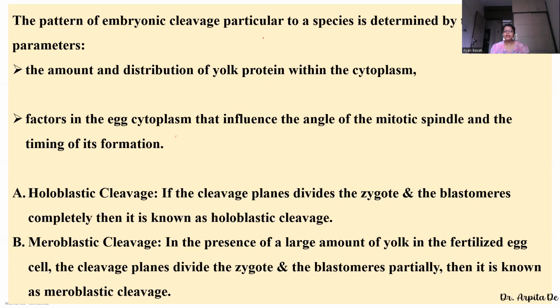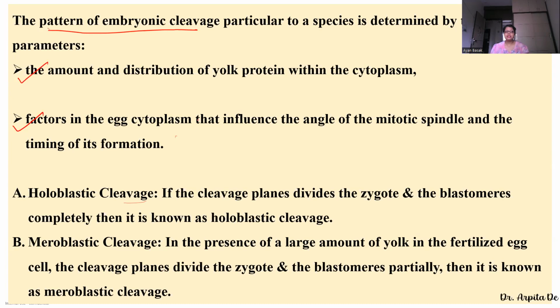The pattern of embryonic cleavage particular to a species is determined by two major parameters. What are they? The amount and distribution of yolk protein within the cytoplasm, as we have just discussed: if the yolk is more, cleavage becomes slower, and if the yolk is less, cleavage becomes faster. And next is factors in the egg cytoplasm that influence the angle of the mitotic spindle and the timing of its formation.